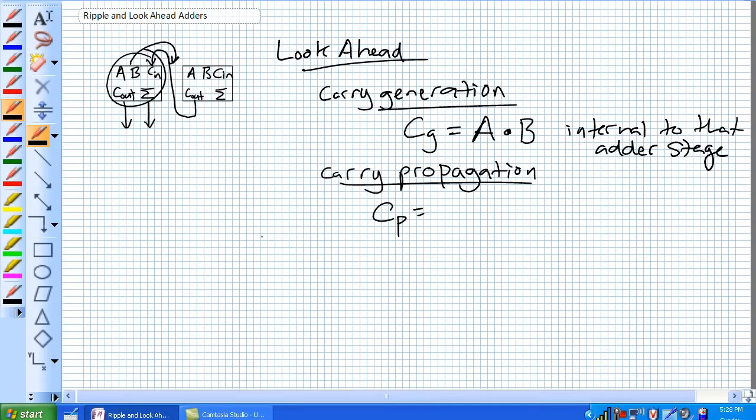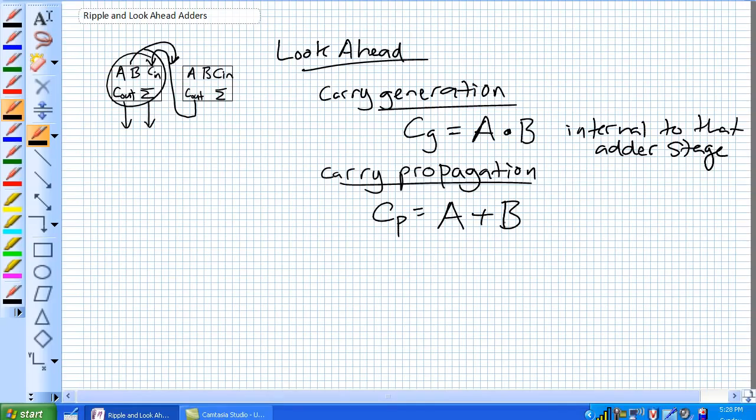Okay, carry propagation, the propagated carry, is dependent upon the previous stage. Actually, excuse me, I'm jumping ahead of myself. Carry propagation is generated also internally by that stage's full adder when A or B are 1, and it's going to have an effect on the ripple. You'll see in the end here. So basically, carry in is rippled to carry out if either A or B are 1, so you get A or B.